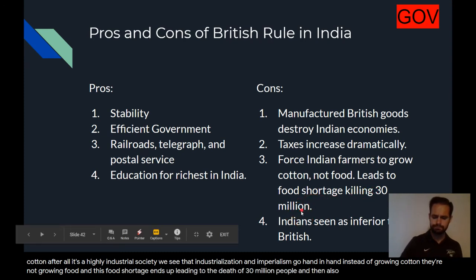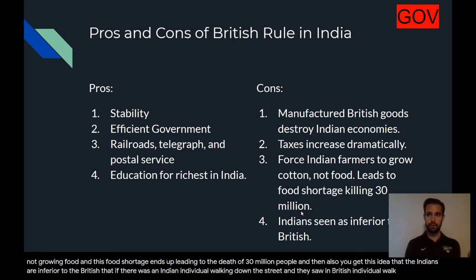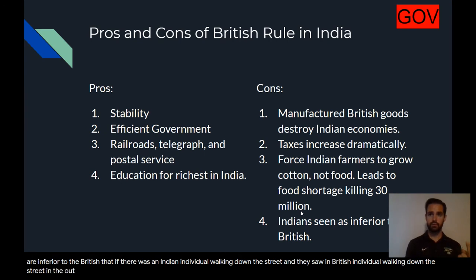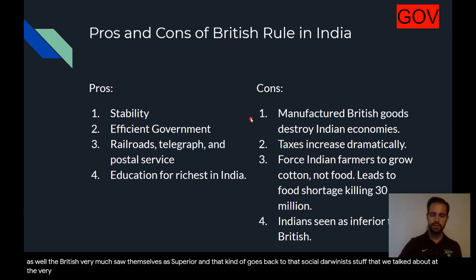And then also, you get this idea that the Indians are inferior to the British. If there was an Indian individual walking down the street and they saw a British individual walking down the street in the opposite direction, the person who is Indian would cross to the other side of the road in order to show respect for the British. So you want to keep that in mind as well. The British very much saw themselves as superior, and that kind of goes back to that social Darwinist stuff that we talked about at the very beginning of this unit.